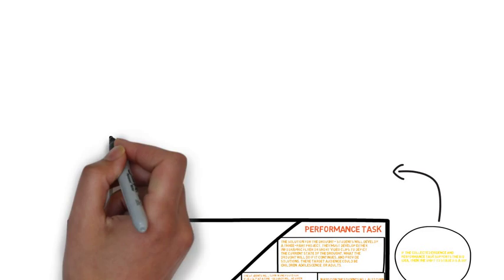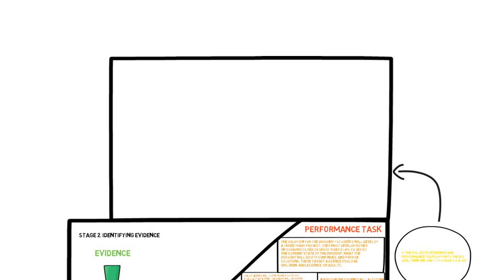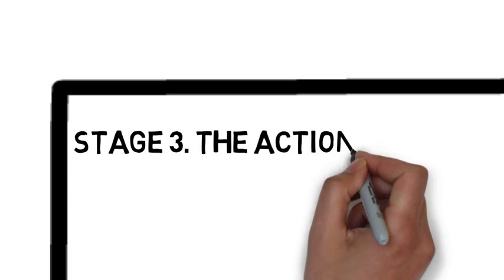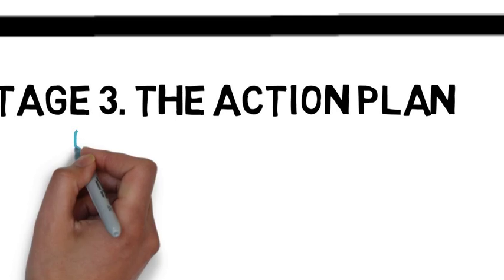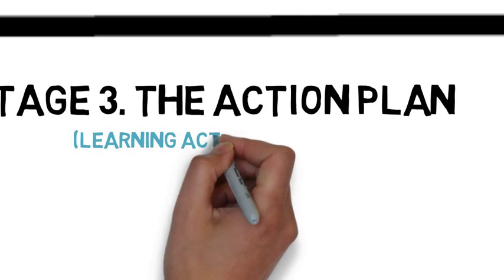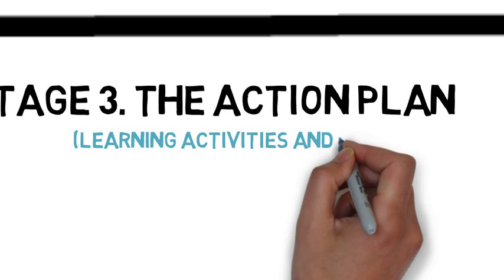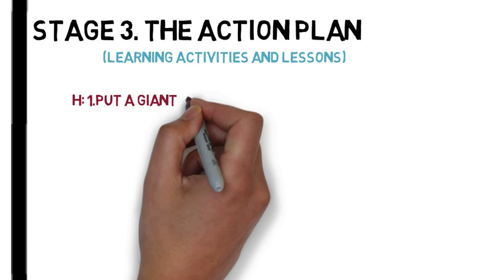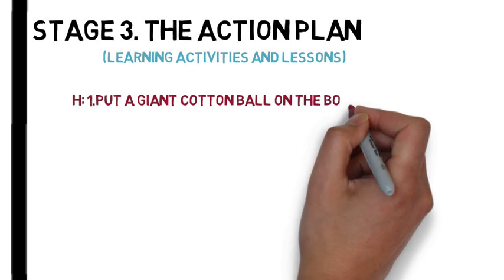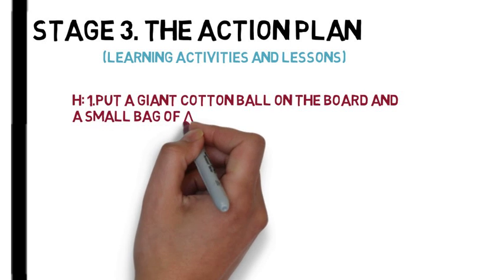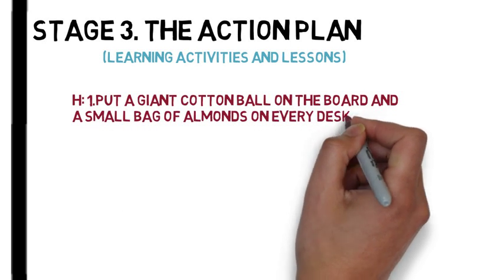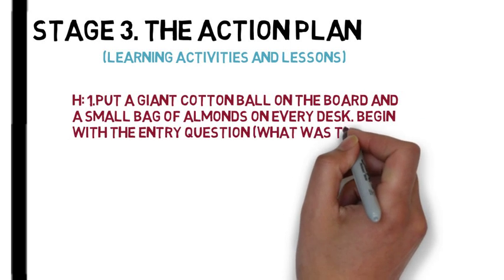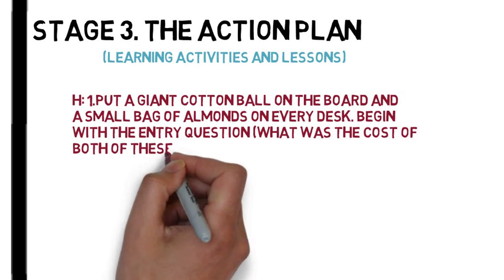Stage 3. Stage 3, the action plan. The action plan is for learning activities and lessons. Number 1, put a giant cotton ball on the board and a small bag of almonds on every desk. Begin with the entry question. What was the cost of both of these individual items? To hook the students into considering what the cost of food and fiber is in their lives.